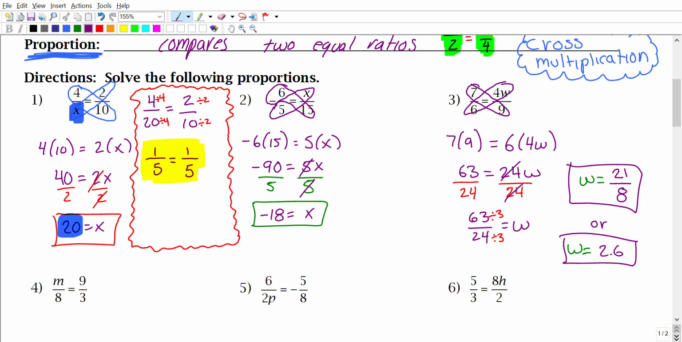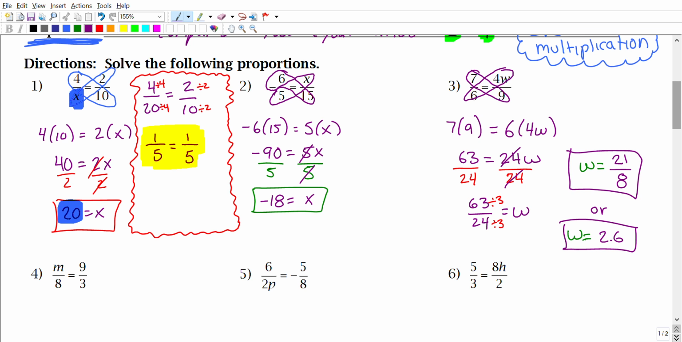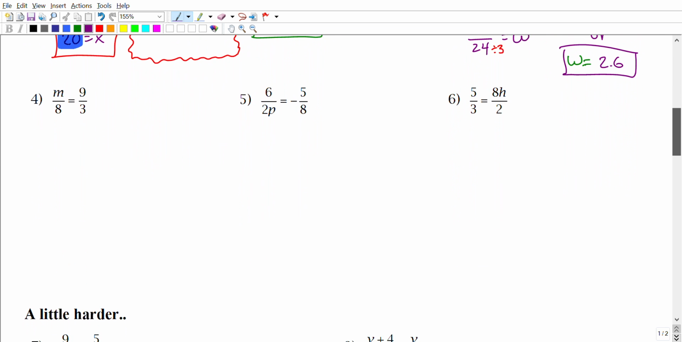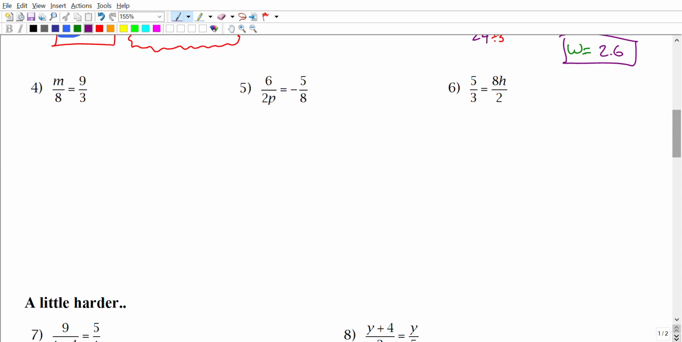So both of those answers are acceptable because we did not specify in what form we wanted it in. Okay, I'm going to do one more with you guys, and then I'm going to have you guys try out 5 and 6 on your own. So let's go ahead and take a look at it.